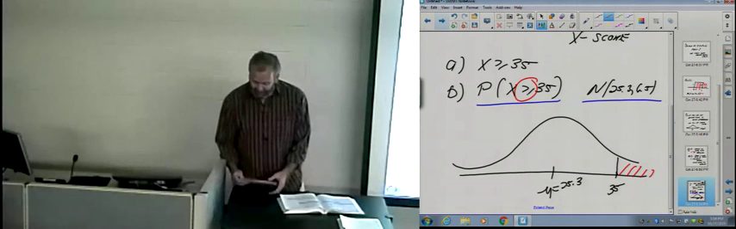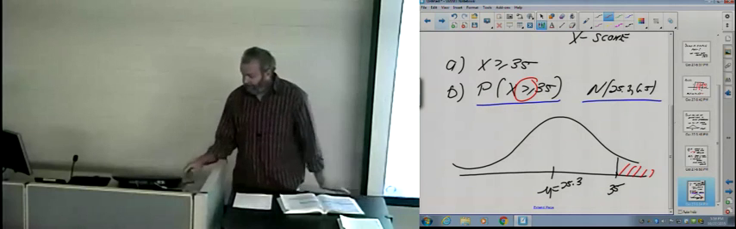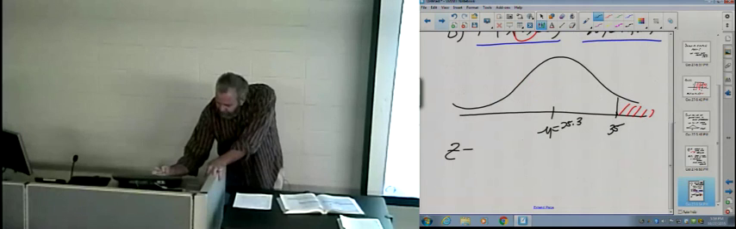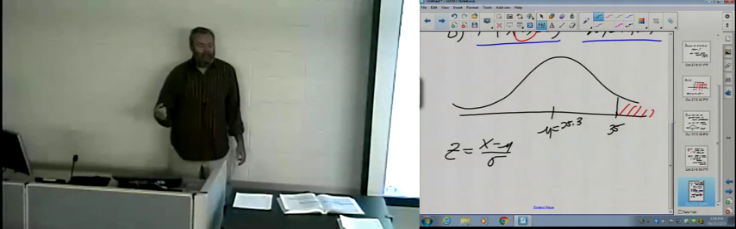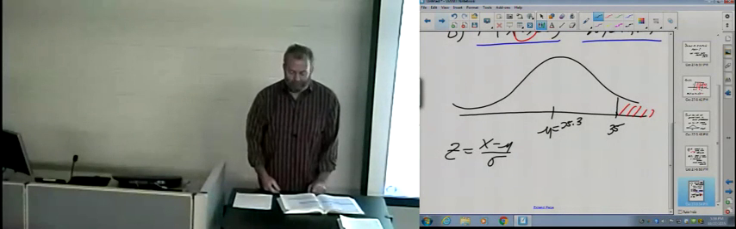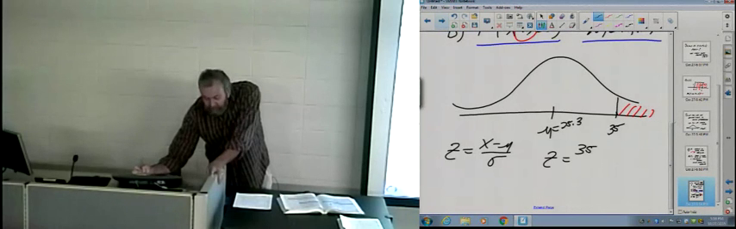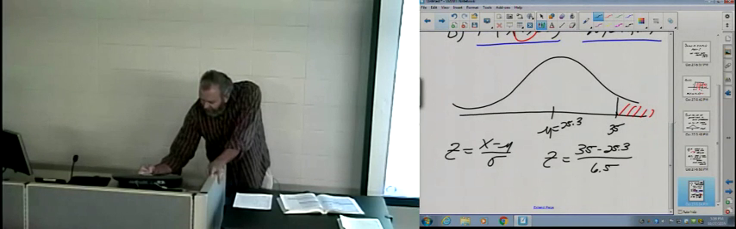Now, if I was back in chapter 3, I'd be asking you, are you 1, 2, or 3 away? I don't know, and I don't care. At this point, you've got to calculate a z-score. Remember what it is? Z is equal to X minus mu over sigma. That's how you find out how many standard deviations away from the mean the value you are looking at is. So in this case, Z is equal to 35, that's your X, minus 25.3, that's your mean, divided by 6.5.